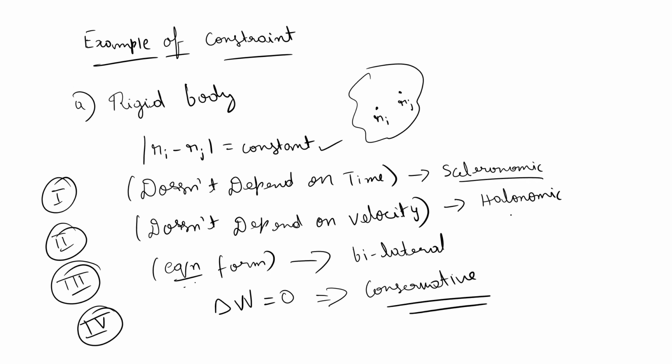So it is scleronomic, holonomic, bilateral and conservative. So this is how you solve a problem with respect to any system. So we took the example of a rigid body.